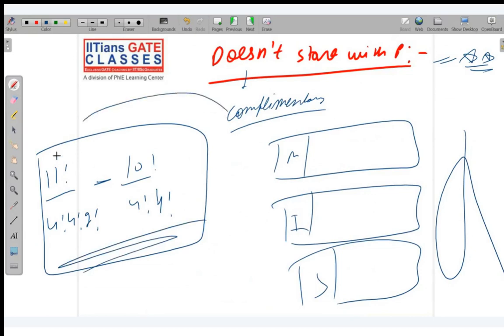All possible, from all you subtract the desired. So you will get this thing. Okay, please take a snapshot. I will jump to the next slide.